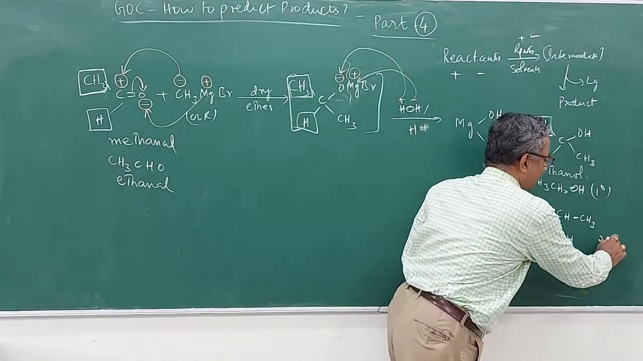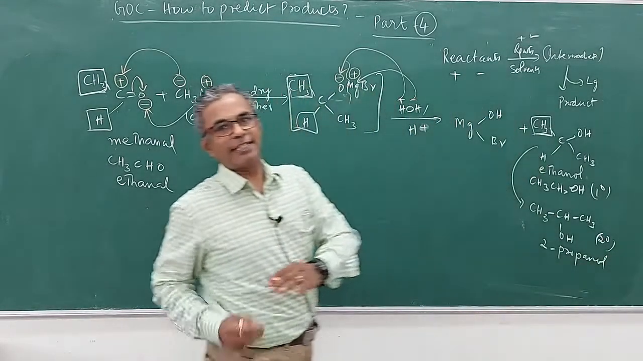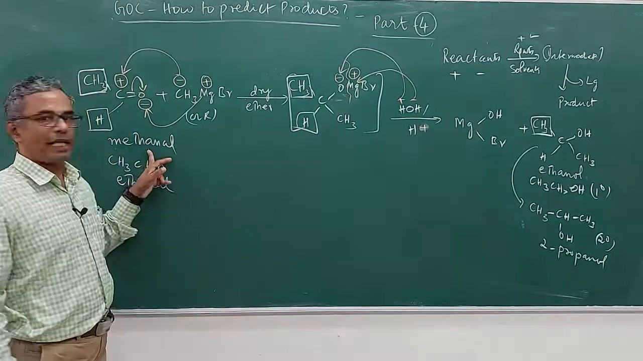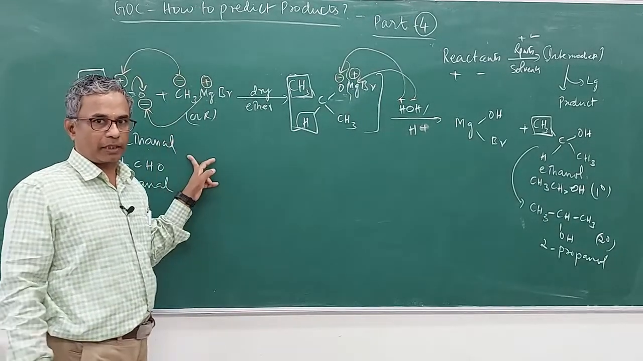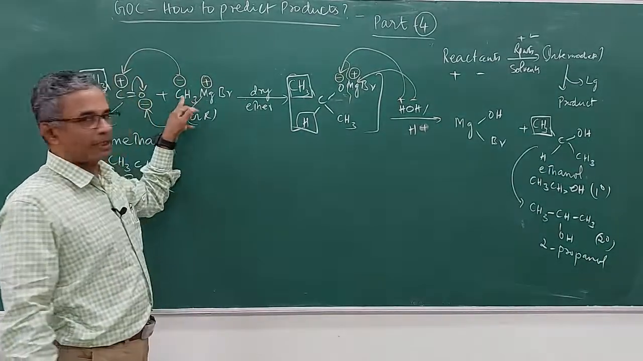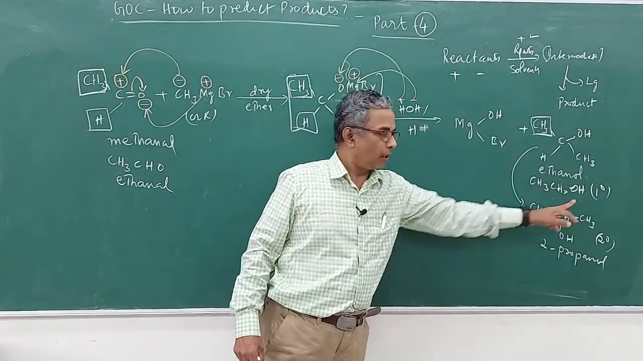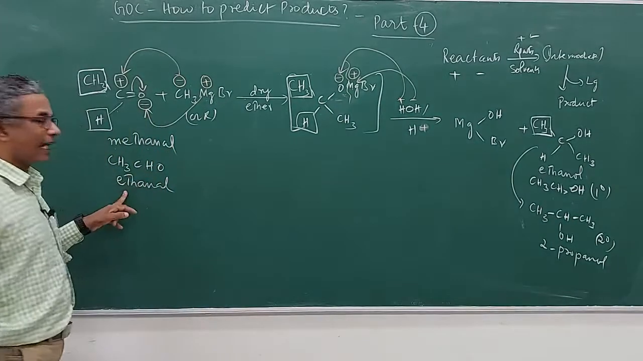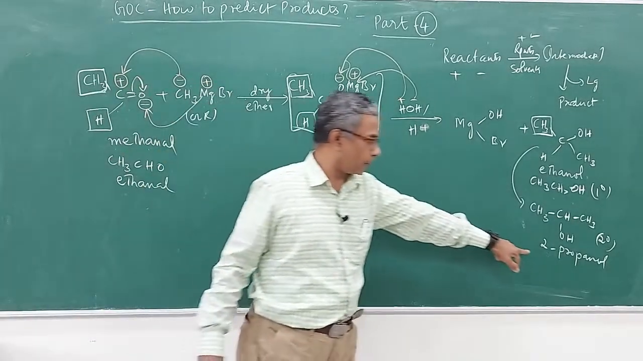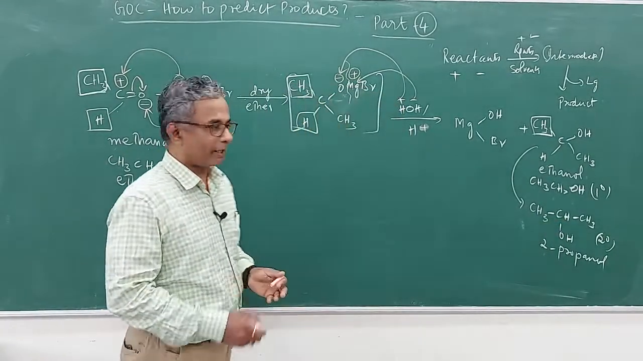2-propanol is a secondary alcohol. So that means if you take methanol as the starting compound and treat it with methyl magnesium bromide, you will get ethanol, that is a primary alcohol. And if you take ethanol, you will get 2-propanol as the product, which is a secondary alcohol.